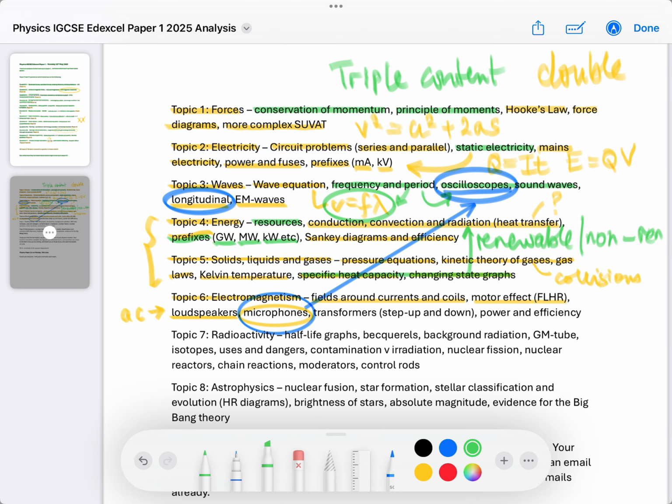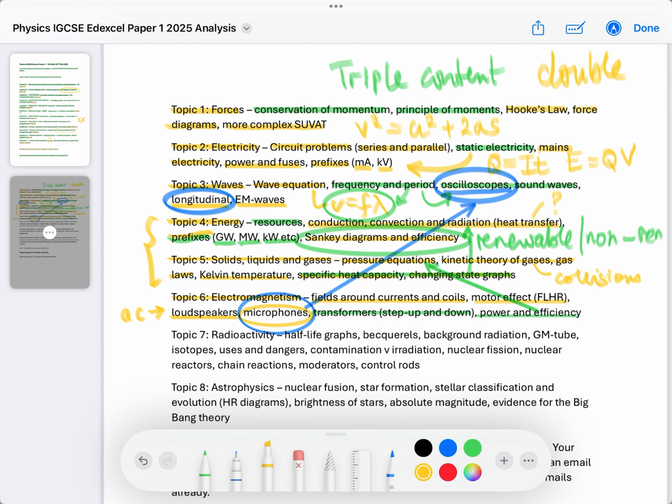Then the triple content really is transformers, step up and step down, and the power equation, that the power input equals power output, and the efficiency. So they could link power and efficiency here with Sankey diagrams and efficiency from the unit on energy. Okay, so these could be linked.